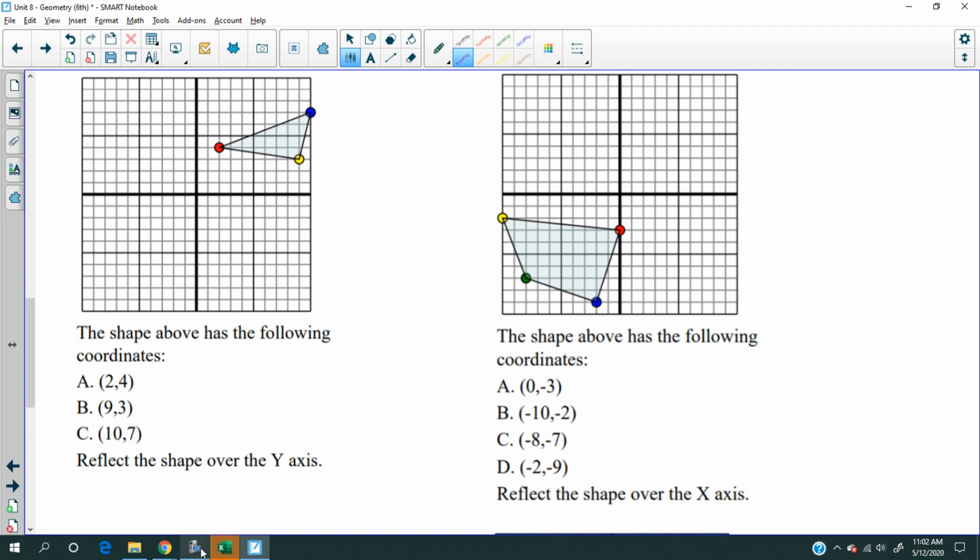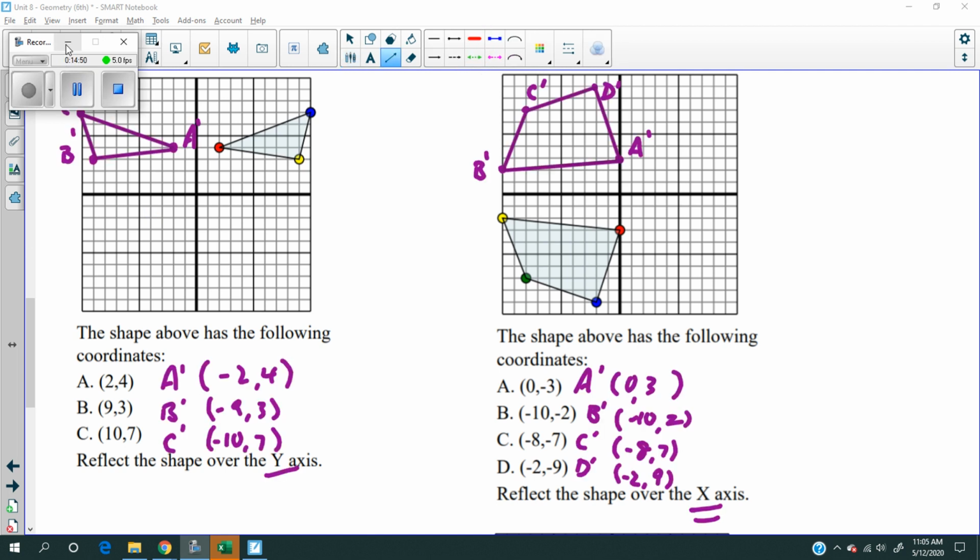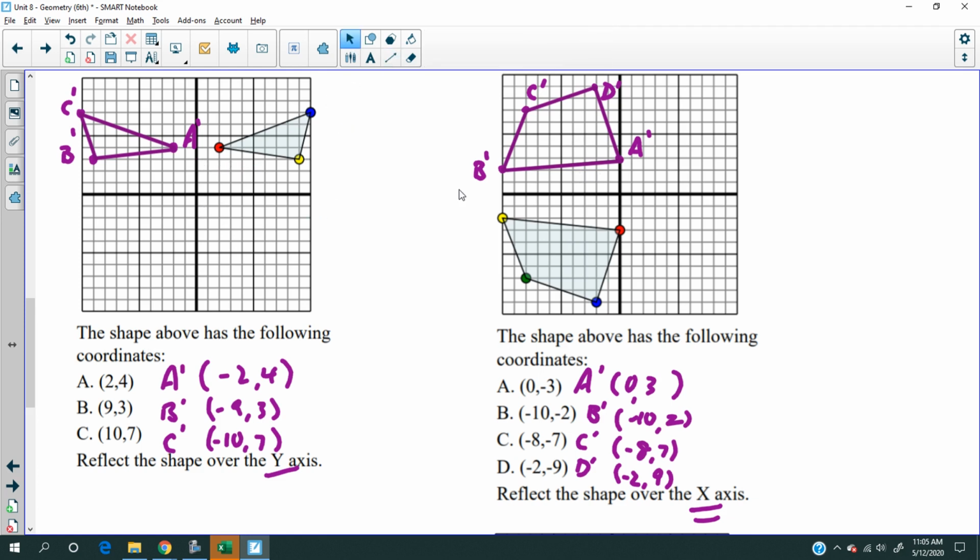So press pause and try these two. Okay, once again, through the magic of television, you will see that I have the answers for you for these two questions. So press pause, go over it.